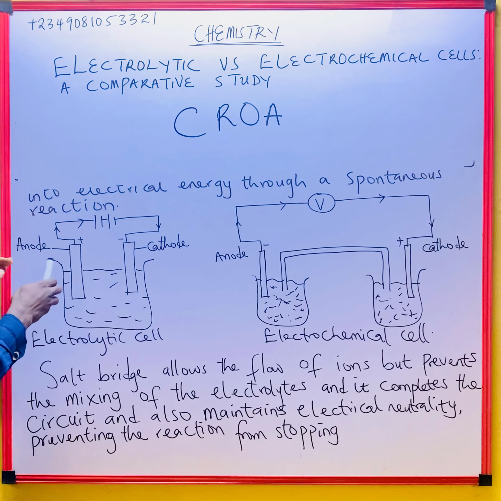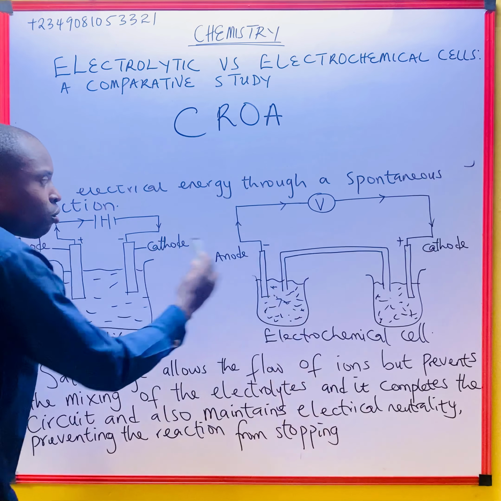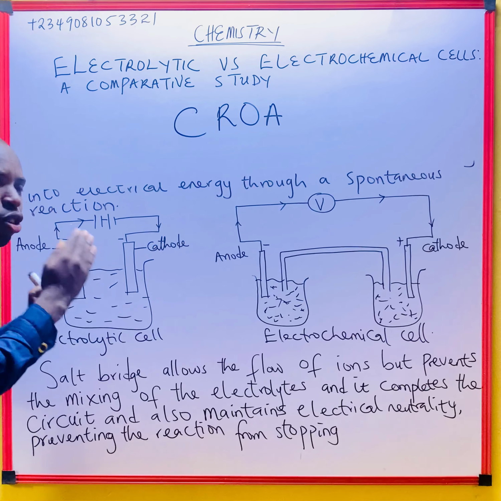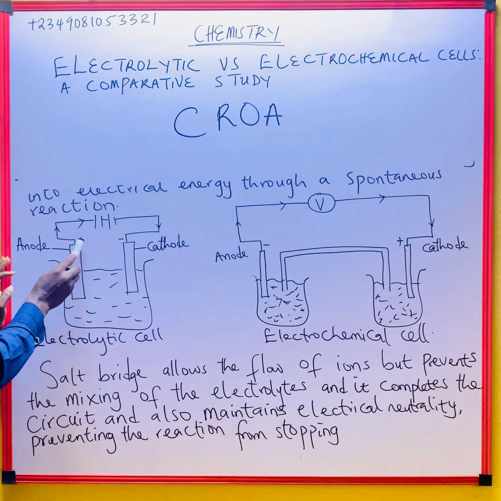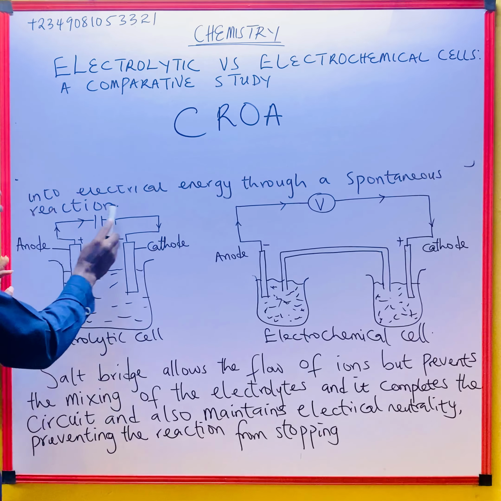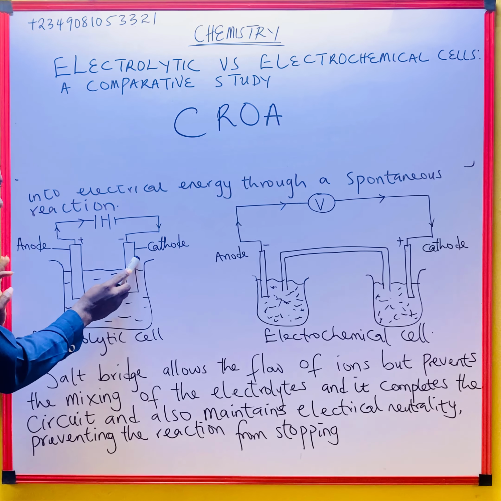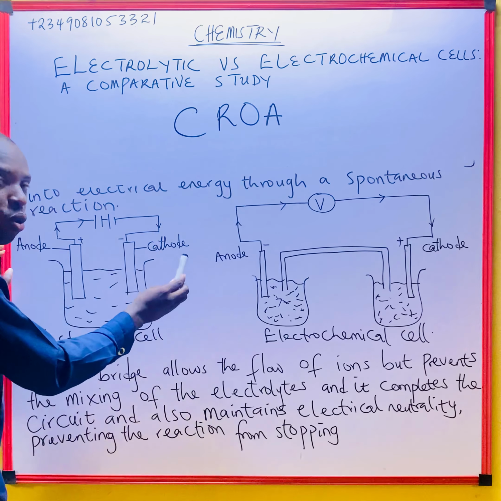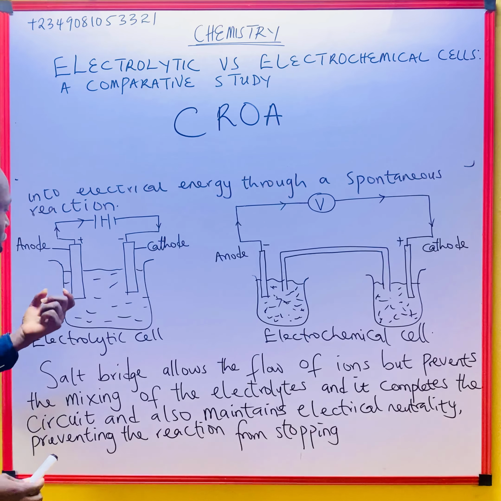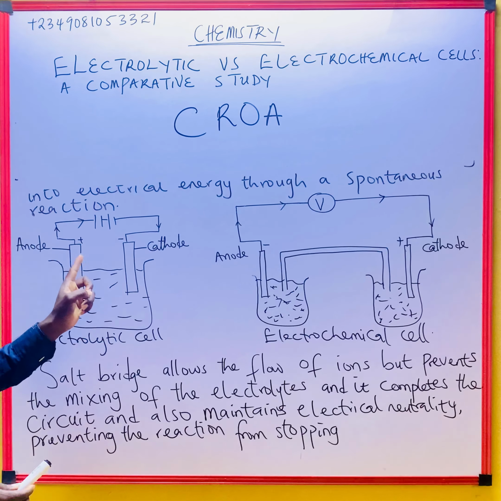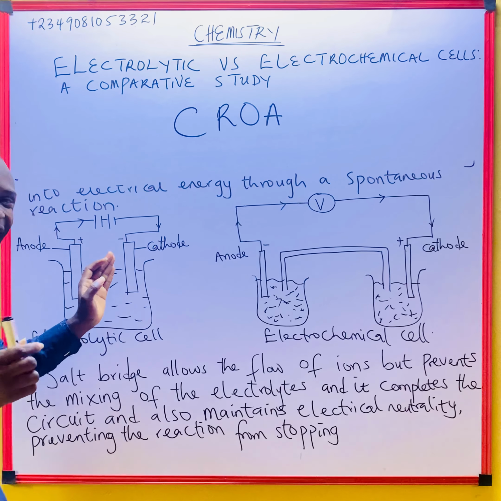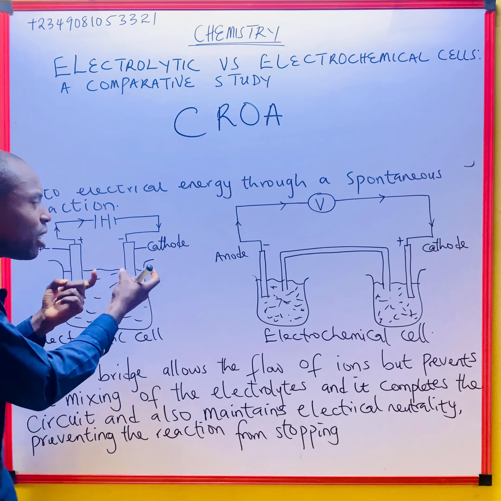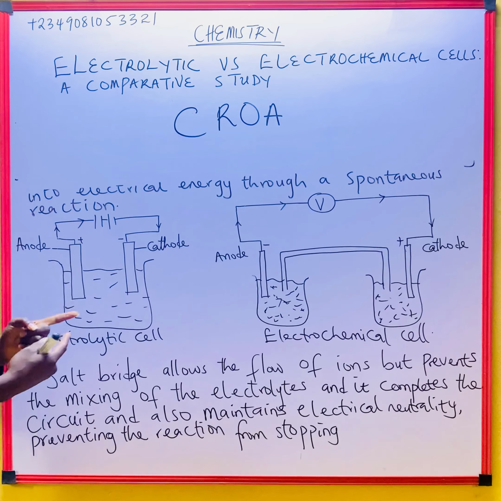Now, don't forget, if you look at the flow in both of them, the flow of electrons in an electrolytic cell is from the anode to the cathode. You see? Anode to the cathode. In the case of this one, if the electron flow is from the anode to the cathode, the current is not the reverse. The current is from the cathode to the anode.